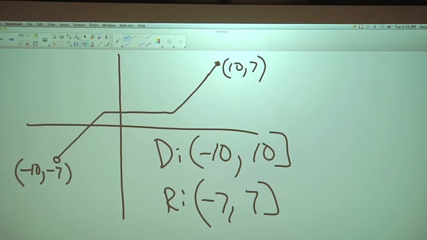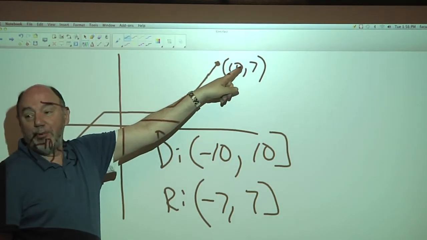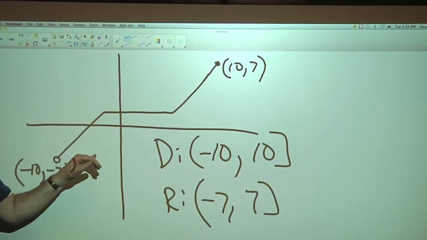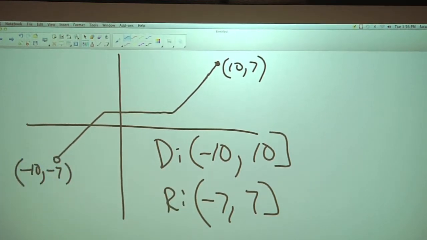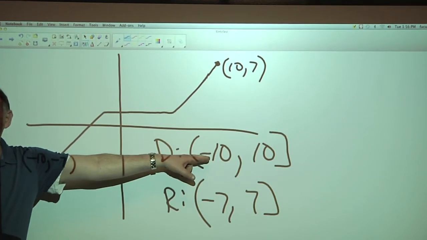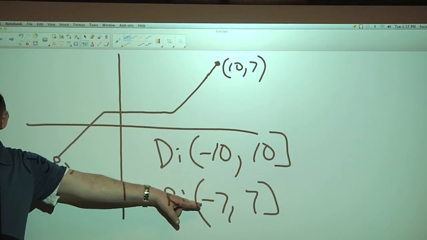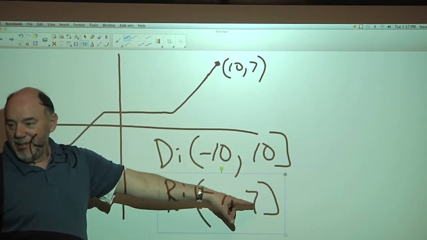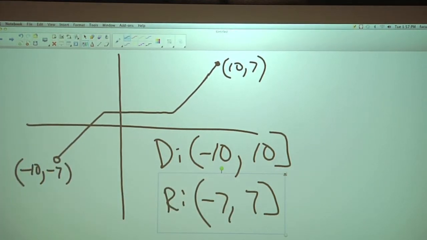Any questions on all that? Confused on the brackets? Okay. So on this one I have a closed circle. That means it actually includes the point 10, 7. This one down here means it does not include the point negative 10, negative 7. So it includes, for example, the point negative 9.999999999, negative 6.9999999, right? But it does not include that point, okay? So the parentheses mean I go up to, but don't include, negative 10 and negative 7. This means I stop at 10 and include 10. This means I stop at 7 and include 7, okay? That's what that means.